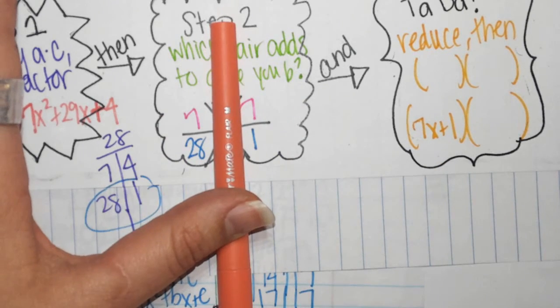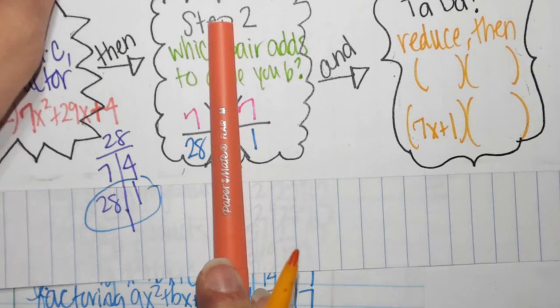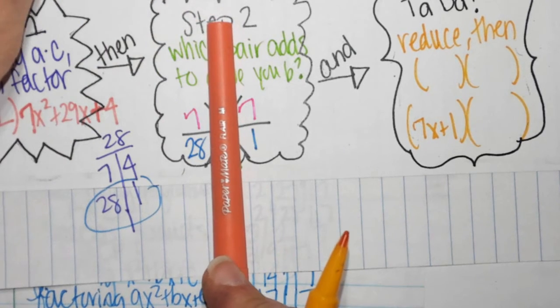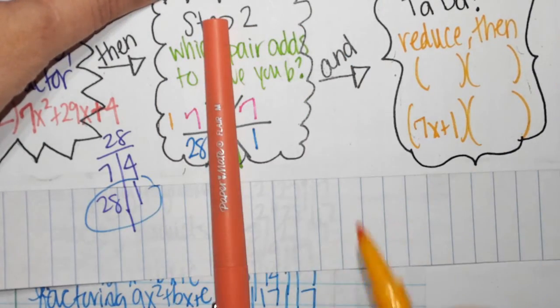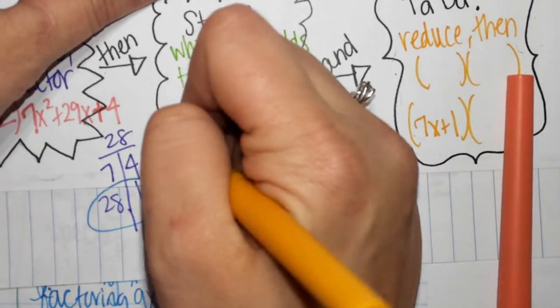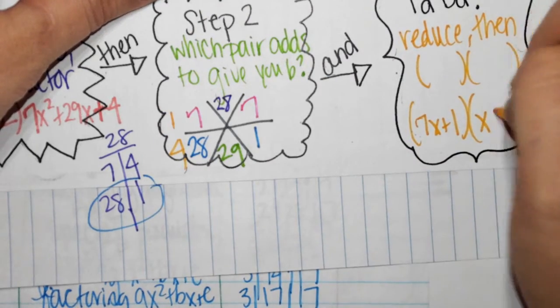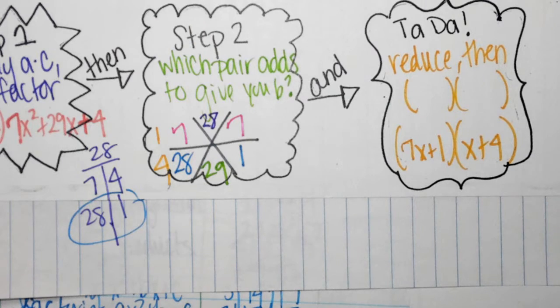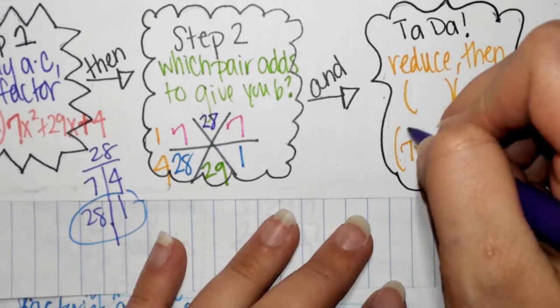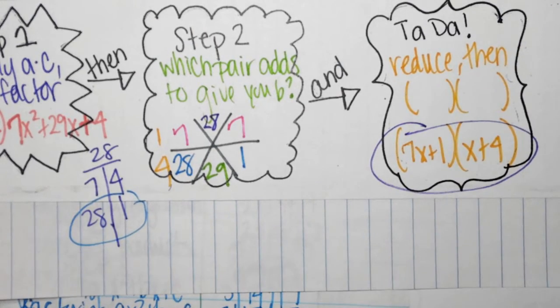Over here, reduce. What number goes into both 7 and 28? 7. What's 7 divided by 7? 1. What's 28 divided by 7? 4. We reduced our fraction. Now, you just write x plus 4. Why did I not write my 1? Because it's 1, it's understood, we don't have to write it, we're done.